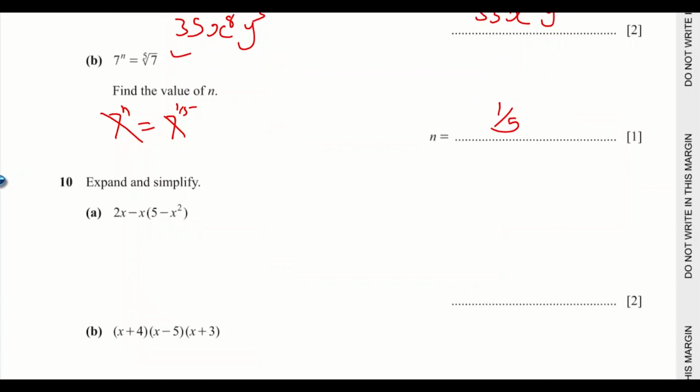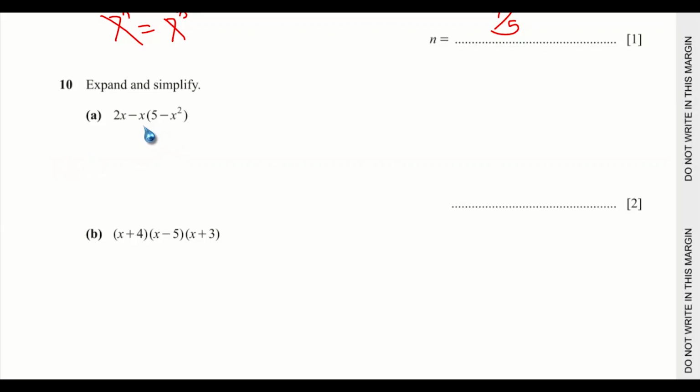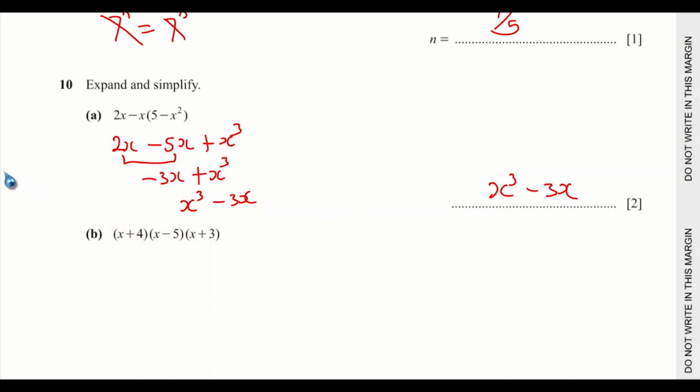Question 10. Expand and simplify this. We need to expand the bracket. That will be 2x, then minus x times 5, that is minus 5x. Then minus x times minus x squared, that will be plus x cubed. So we can simplify this to be minus 3x plus x cubed, which is the same as x cubed minus 3x. So let's write x cubed minus 3x.